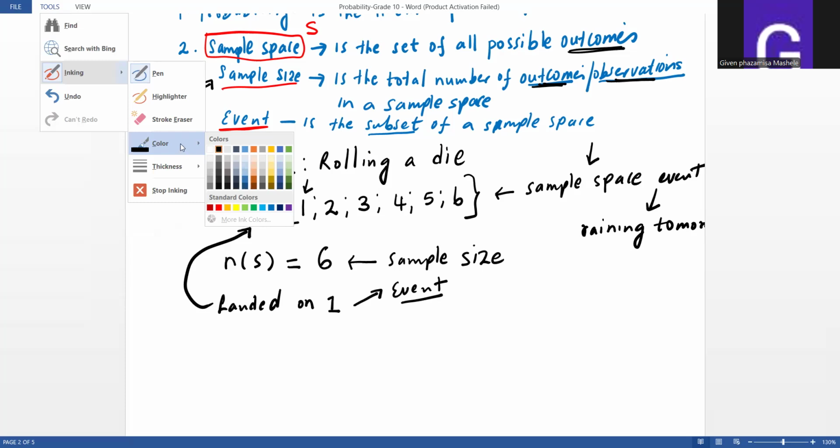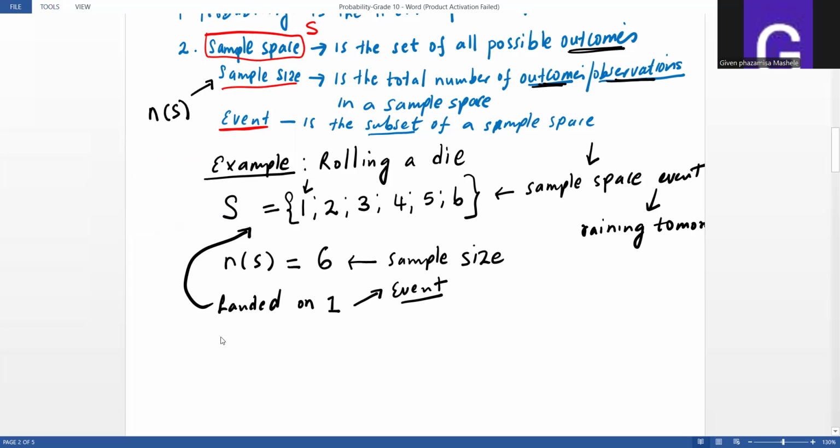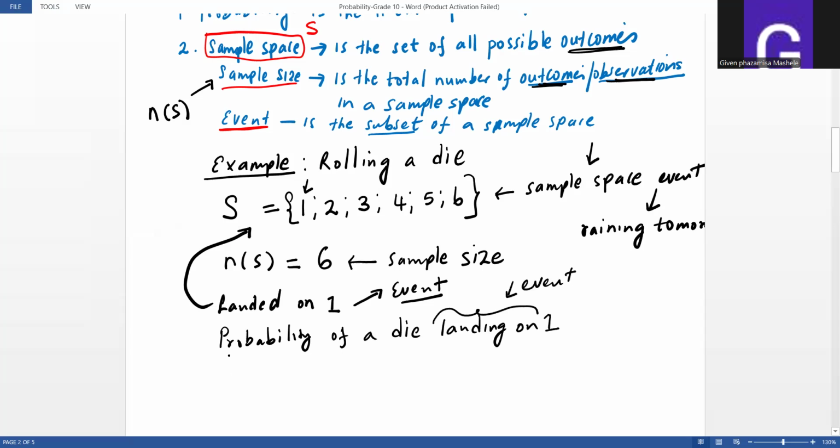I mean to say to land on 1. So we want to talk about the probability of a die landing on 1. You see, landing on 1 is an event. But now we are incorporating this with probability. So now we are talking about the probability of an event to occur.